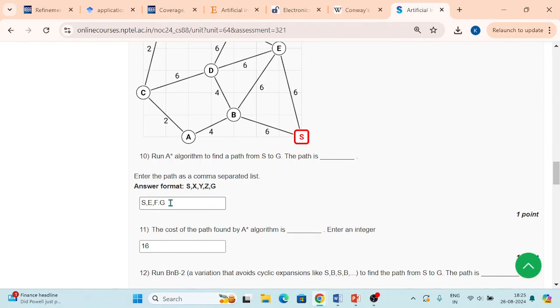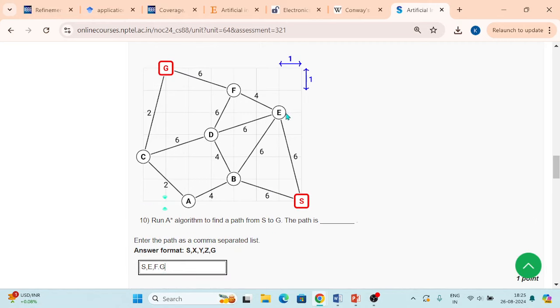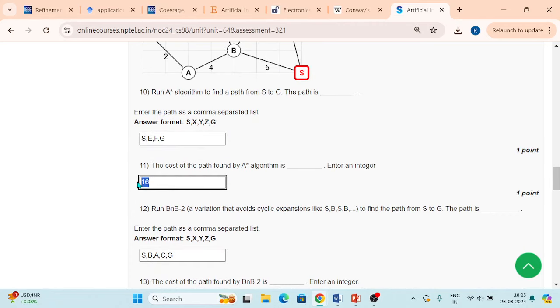Okay, S, E, F, G. So what does the cost mean? S, E, F, G: 6 plus 4 is 10, 10 plus 6 is 16. So 16 is the answer.